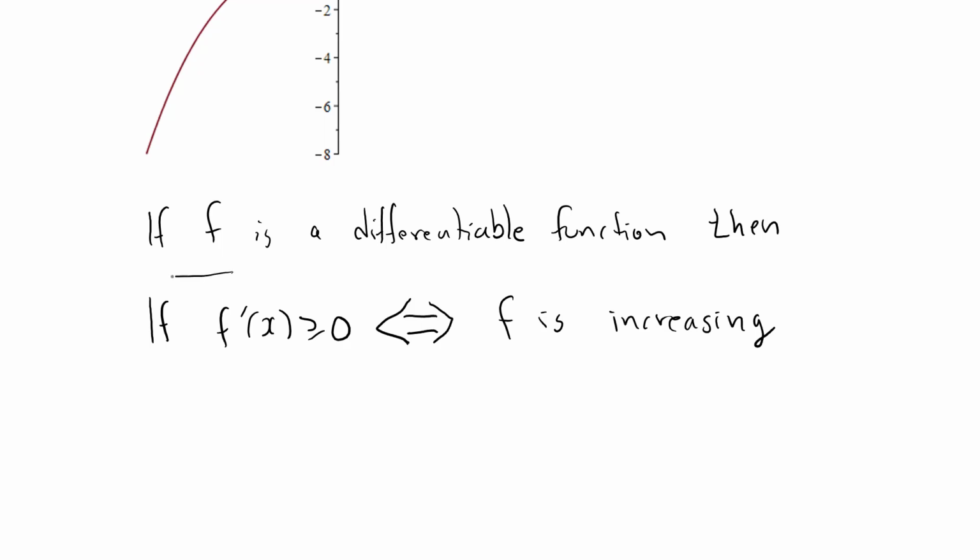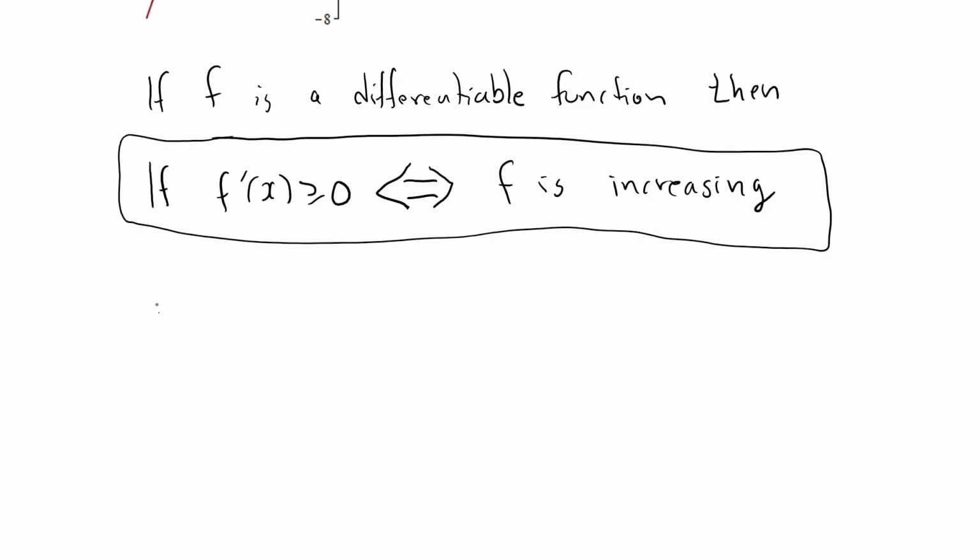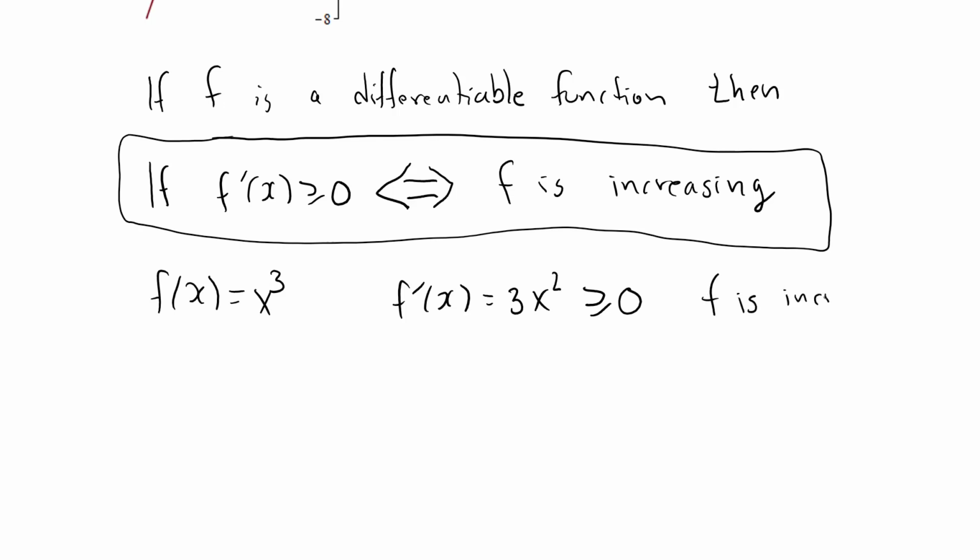This is a super useful result because it makes it very simple to check if a function is increasing whenever the function is differentiable. All we need to do is to take the derivative and check that the derivative can never be negative. To go back to our example, if f of x is x to the 3, then we know that the derivative is 3x squared. Since x squared can never be negative, it follows that this one is always greater than or equal to 0, which proves that f is indeed increasing, consistent with the conclusion we drew from looking at the graph.